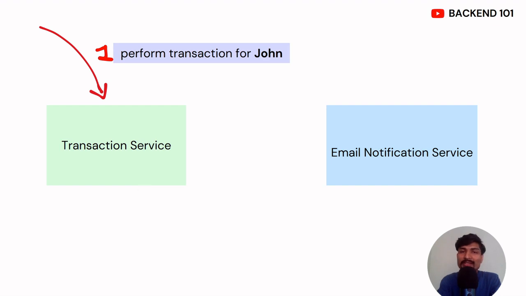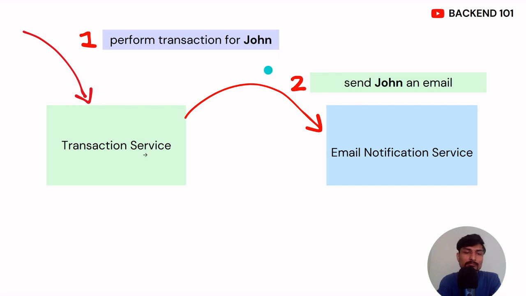Now let's look at another example. We have the transaction service as previously, and an email notification service. When the transaction occurs successfully, we will send an email to the user. Say we get the request for the transaction for the user Zone. The transaction service will call the email notification service to send an email to Zone.